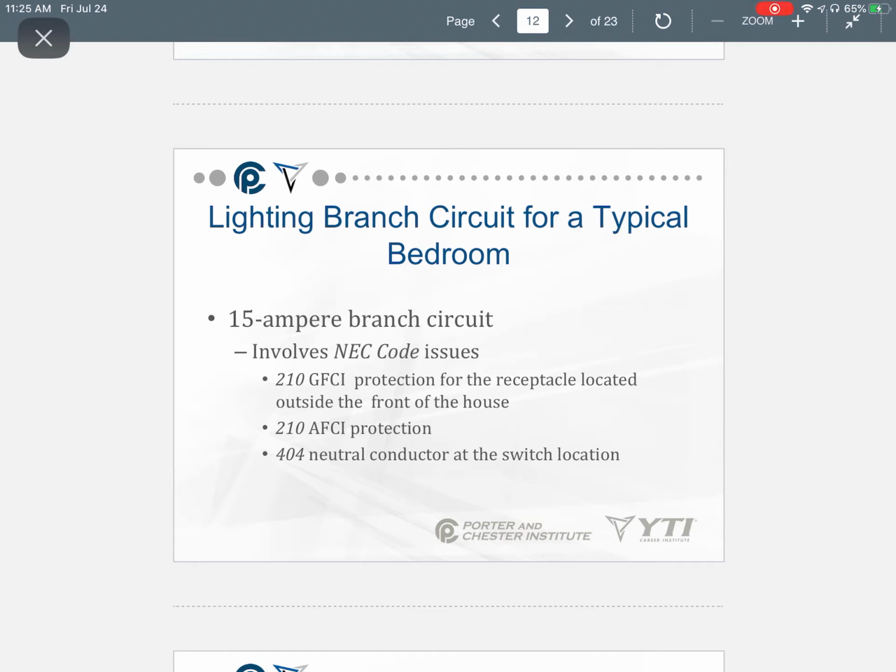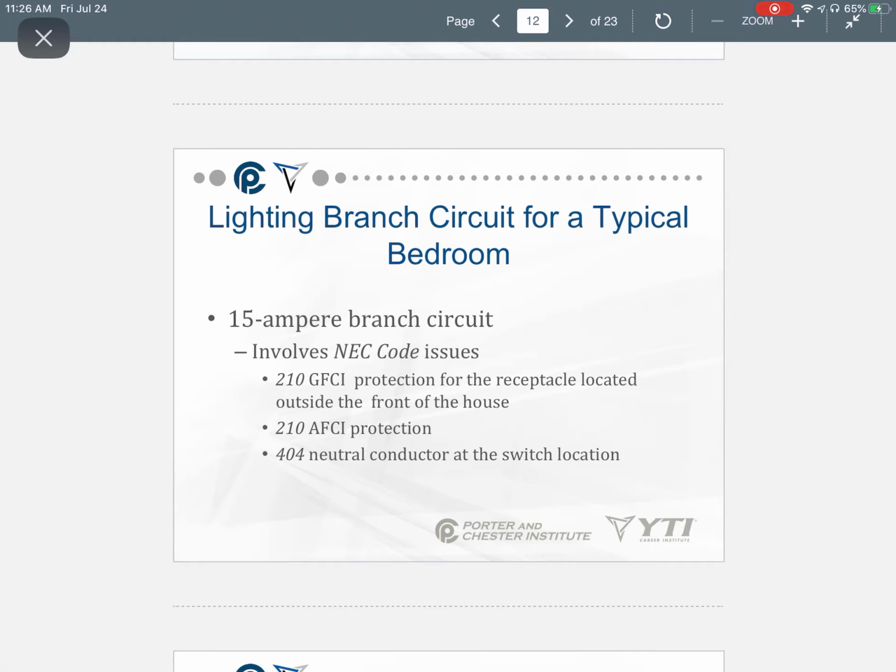Article 210, GFCI Protection for the receptacles located outside the front of the house. So by code, the NEC does require that we have outdoor receptacles on the front and the back of our house. And they need to be GFCI protected.